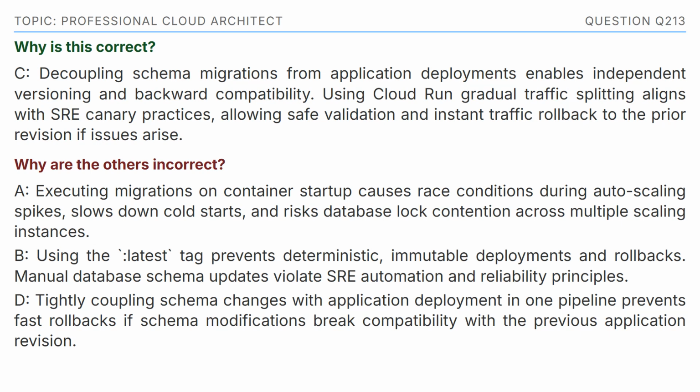Why are the others incorrect? A. Executing migrations on container startup causes race conditions during autoscaling spikes, slows down cold starts, and risks database lock contention across multiple scaling instances. B. Using the latest tag prevents deterministic, immutable deployments and rollbacks. Manual database schema updates violate SRE automation and reliability principles. D. Tightly coupling schema changes with application deployment in one pipeline prevents fast rollbacks if schema modifications break compatibility with the previous application revision.